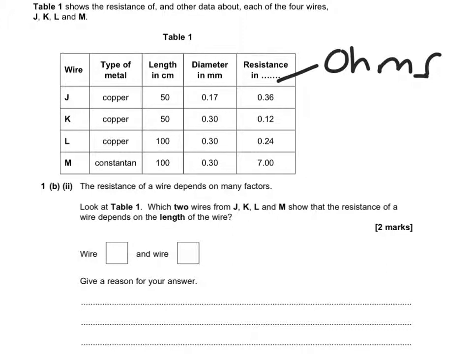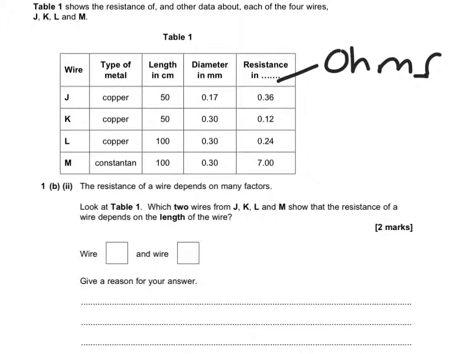For the next question, it says the resistance of a wire depends on many factors. Look at table 1, which I've included at the top there. Which two wires from J, K, L and M show the resistance of a wire depends on the length of the wire? So what we want to do here is look at some that have a difference in length but have the other factors the same.